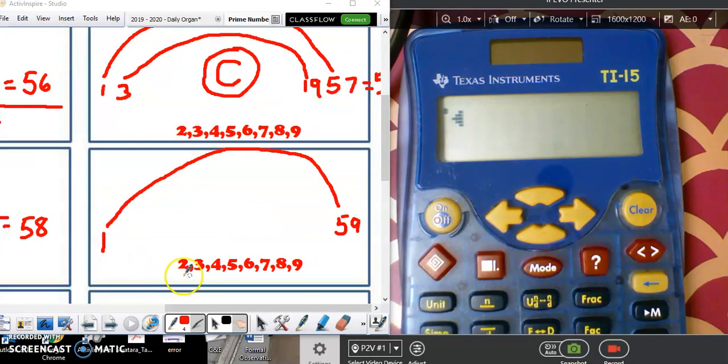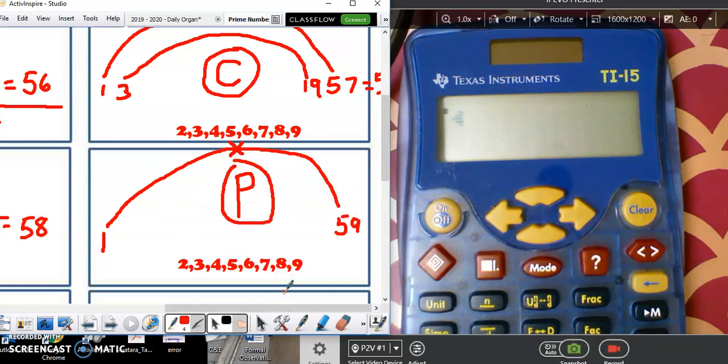Because the only number that can produce 59 is 1 and 59, meaning the only 2 numbers that are factors of 59 are 1 and 59. This is a prime number. Prime numbers create rainbows that look like this.